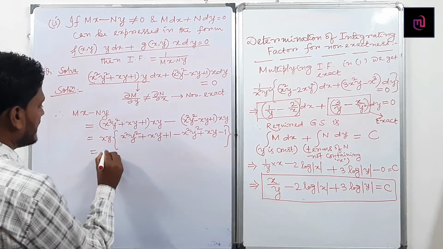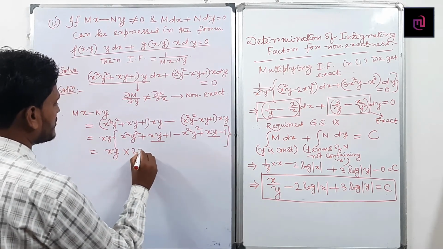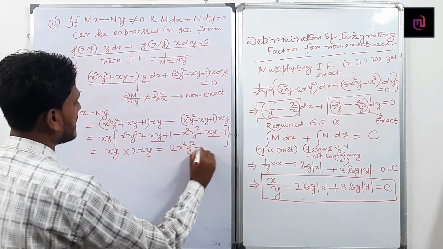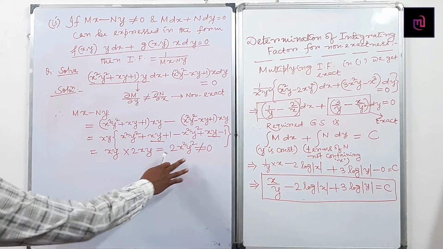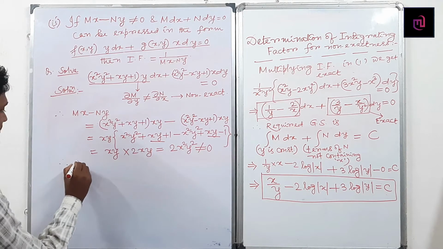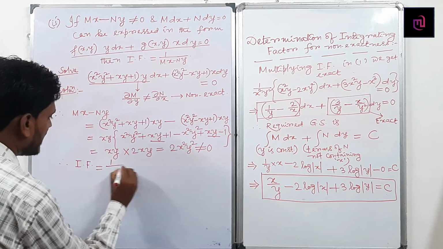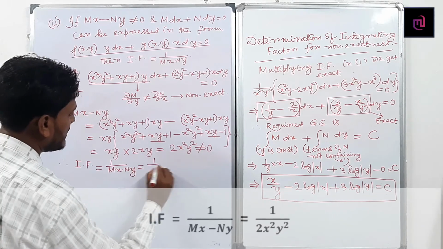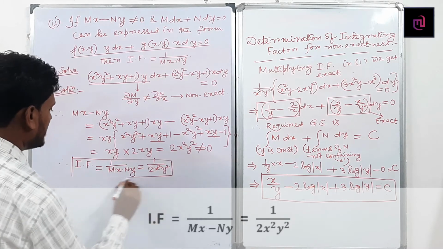So finally we will get xy into xy, so it becomes 2xy. Finally we can write 2 into x²y², which is not equal to 0. So the integrating factor becomes 1 by (mx minus ny). So I can write 1 divided by 2x²y². So this is the integrating factor.